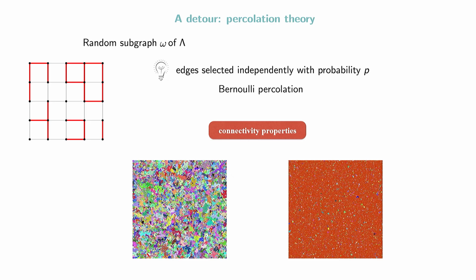And let me color the connected components of this random graph in different colors. And here are two simulations. This is for p equals 0.495, I think, something like that. So 0.495, so very, very close to 0.5, but from below. And you see that all the connected components are tiny. So this will model a material that is not at all porous.